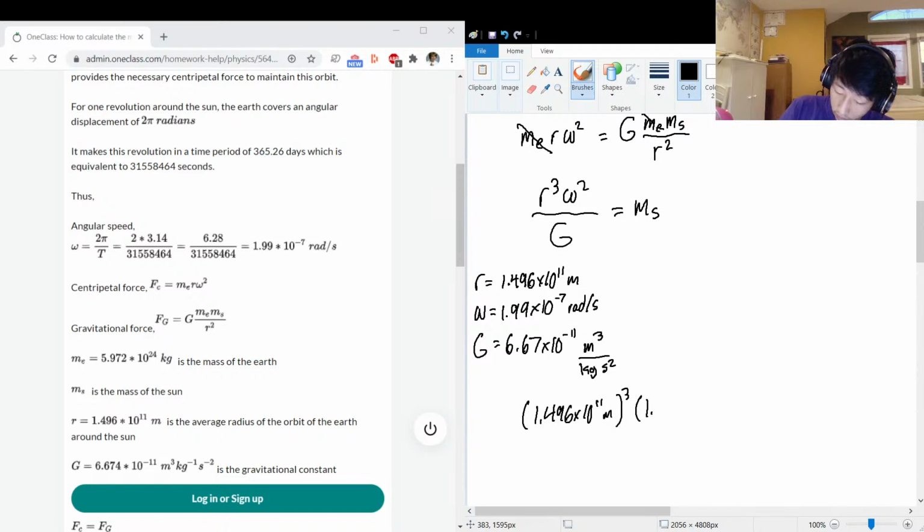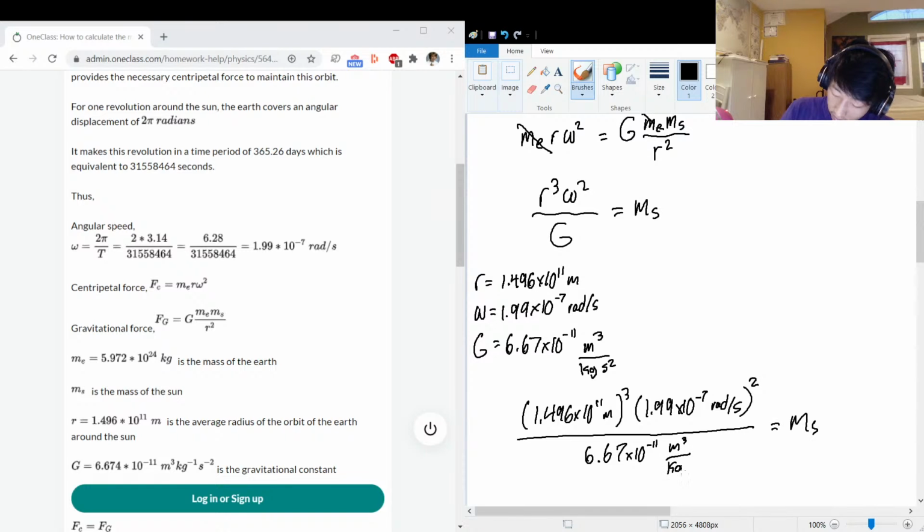Here we have 1.99 times 10 to the negative 7 radians per second. And down here we have, oh, that whole thing is squared. Don't forget that. That's equal to the mass of the sun. And downstairs, 6.67 times 10 to the negative 11 meters cubed divided by kilogram second squared.